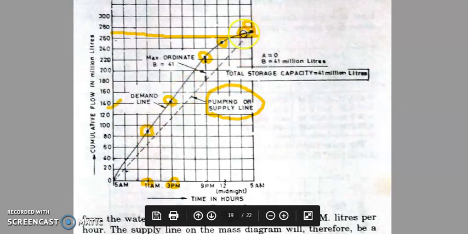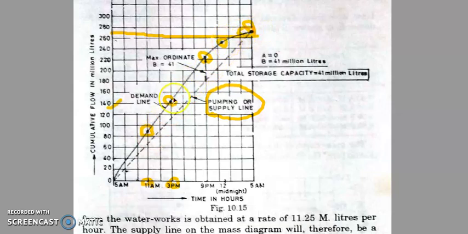Now you can see here there is no intersection between these two lines. So you will have only one ordinate, the value A will be 0 because the intersection of the demand line and supply line is not there. So you will get only one ordinate, between the supply line and the demand line. So B value is the maximum ordinate you have to find in between this line and this line.